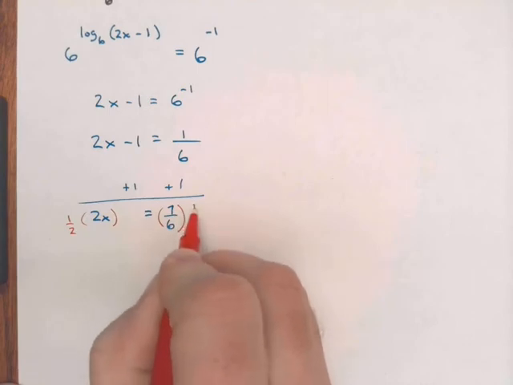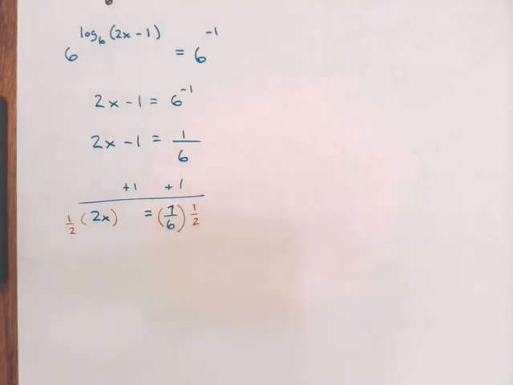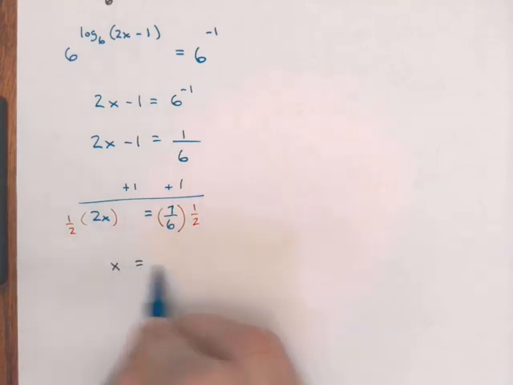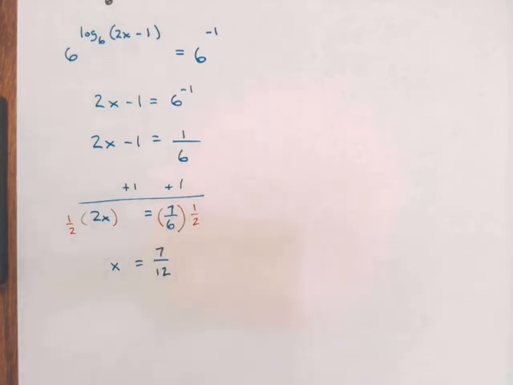And the reciprocal of 2 is 1/2. 1/2 times 2 gives us 1, so we'll have 1x. And then on this side, if we multiply straight across the top and the bottom, we would have 7/12 for an answer on that. So x is equal to 7/12.